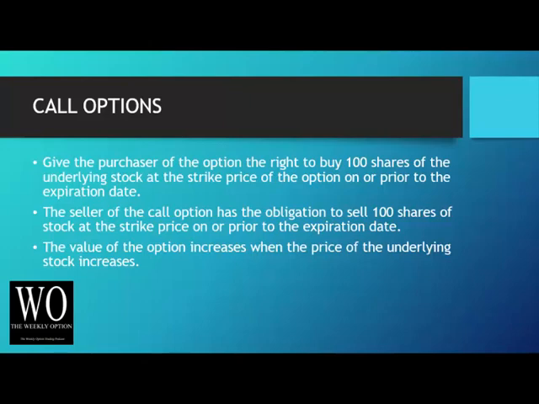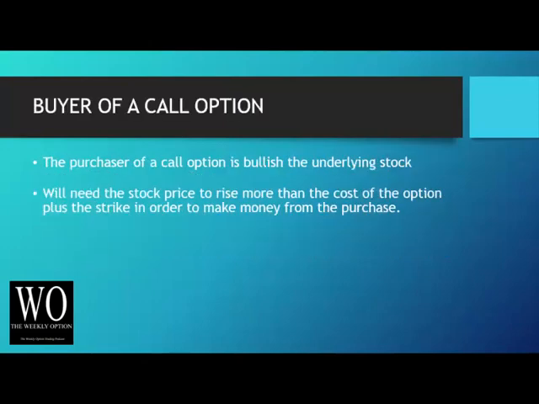Call options. Call options give the purchaser of the option the right to buy 100 shares of the underlying stock at the strike price of the option on or prior to the expiration date. The seller of the call option has the obligation to sell 100 shares of stock at the strike price on or prior to the expiration date, and the value of the option increases when the price of the underlying stock goes up. Now, if you're the purchaser of a call option, that means that you expect prices to go higher. You're bullish the underlying stock.